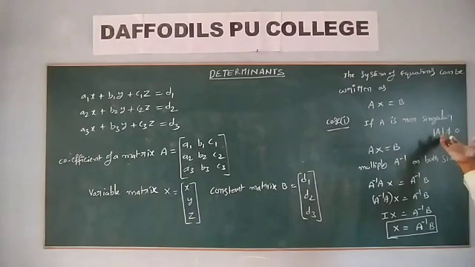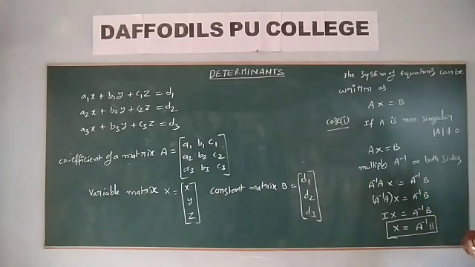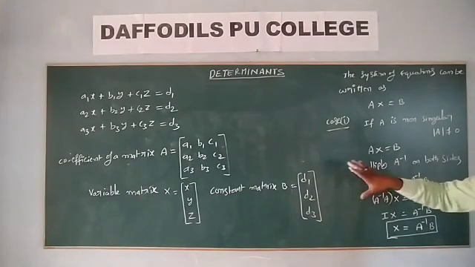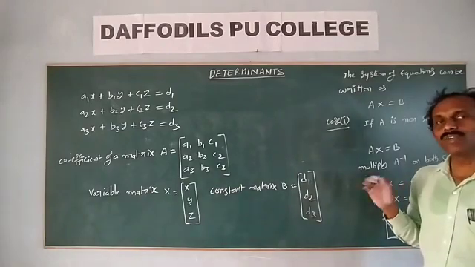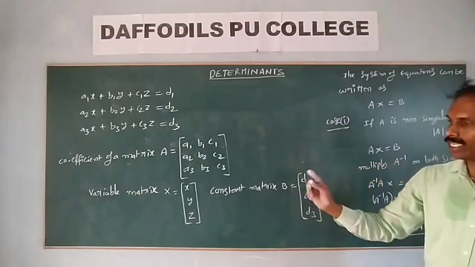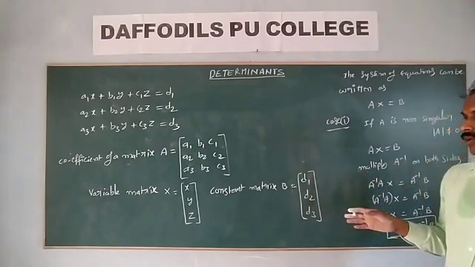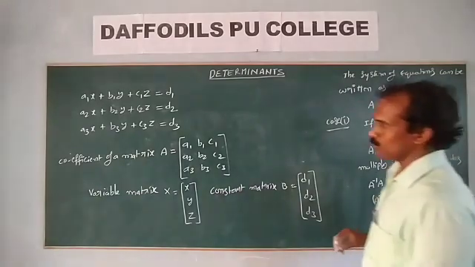When determinant of A is not equal to 0, that is, A is non-singular, the system of equations has a solution. The solution is unique. Unique solution means x has only one value, y has one value, z has one value. In this case, a unique solution. Next, case 2.